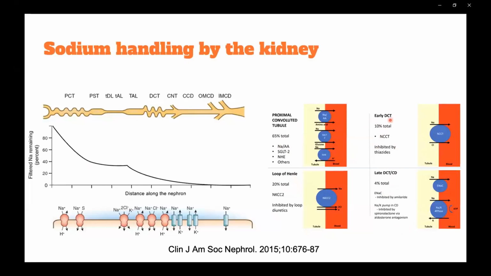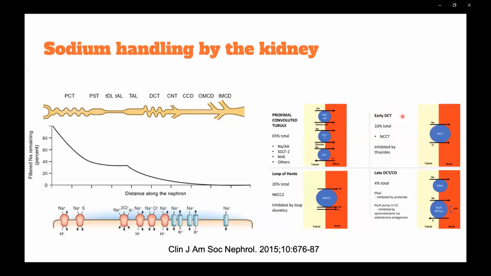Once it enters the distal convoluted tubule, we have the sodium chloride cotransporter, which will take 1 sodium and 1 chloride to the blood from the tubular lumen. And this is where the thiazide diuretics act. They inhibit this channel and cause natriuresis.